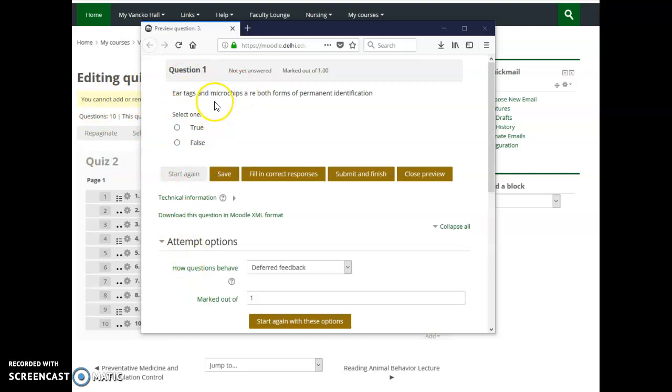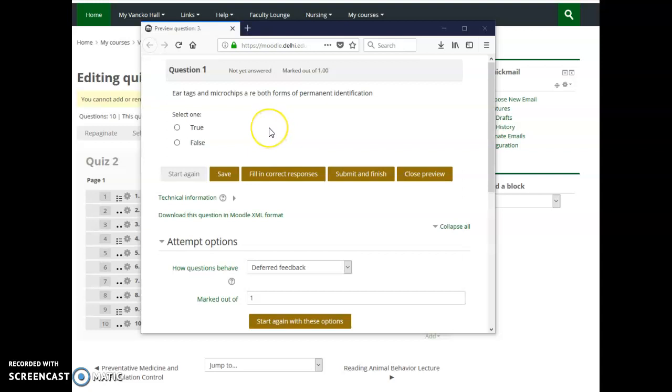It says, ear tags and microchips are both forms of permanent identification. And this is a true/false. Breaking this down, ear tags and microchips, are they both forms of permanent identification? No, this is actually a false. So if you answered this question as false, you were actually correct. I know it was a little confusing.